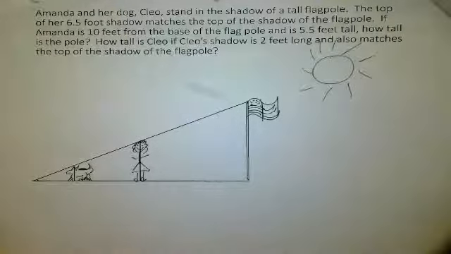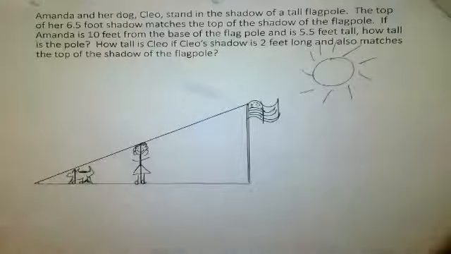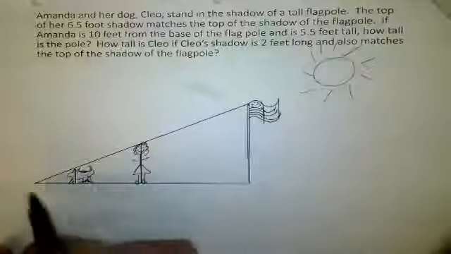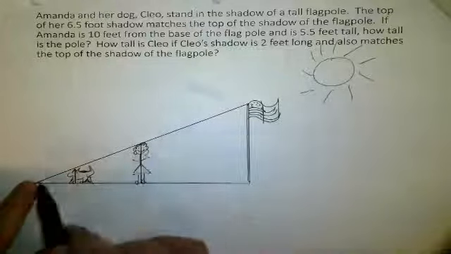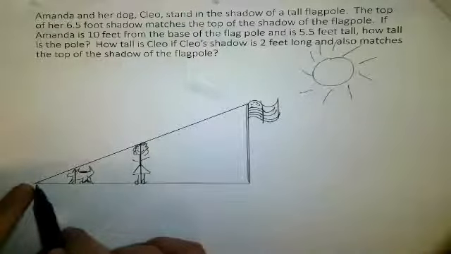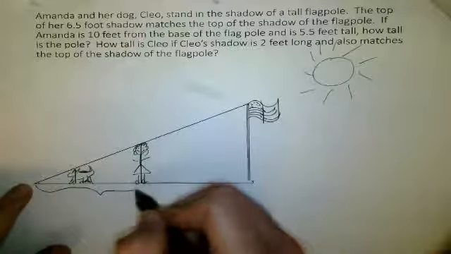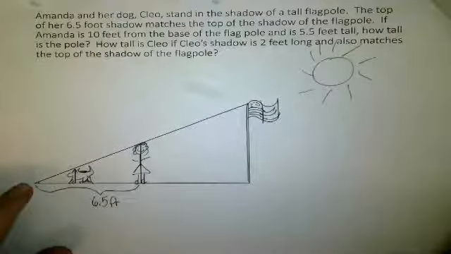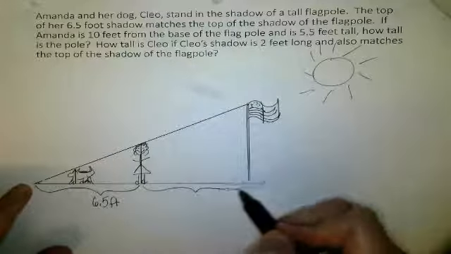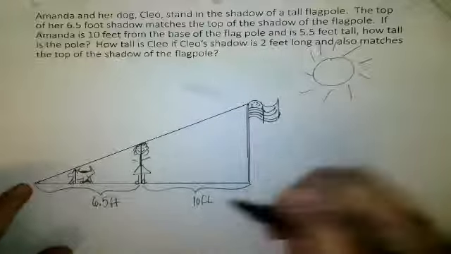I'm walking my dog, and we're stopped because we have to wait for the light to change. Okay. So the top of my 6.5-foot shadow matches the top of the shadow of the flagpole. So my flagpole shadow is landing right here, and I happen to be standing exactly where the top of my shadow is lining right up with the shadow on the flagpole. And that shadow, my shadow, is 6.5 feet. And I happen to know that I'm standing 10 feet from the base of the flagpole.